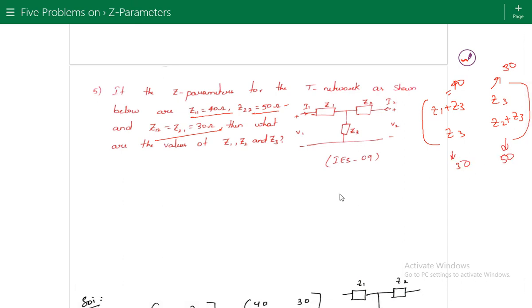Okay, and they were asking to find the values of Z1, Z2 and Z3. Now tell me, what is the value of Z3? Z3 equals 30. Now by substituting the value of Z3, what is the value of Z1? You will get Z1 as 10. At last, what is the value of Z2? We got Z3 as 30, so by substituting it, you will get Z2 as 20. So the values of Z1, Z2, Z3 are 10, 20 and 30.